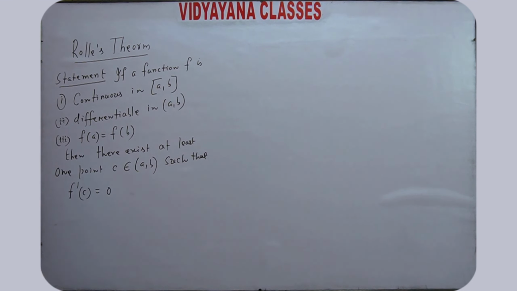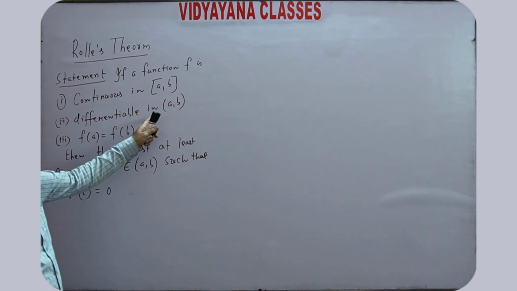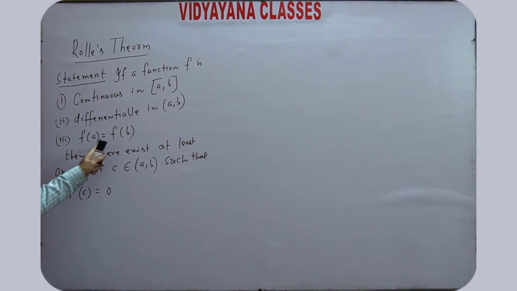If a function f is continuous in closed bracket AB, differentiable in open bracket AB, f(a) is equal to f(b), then there exists at least one point c belongs to open bracket AB so that f dash c is equal to 0. Clear? The statement of Rolle's theorem.